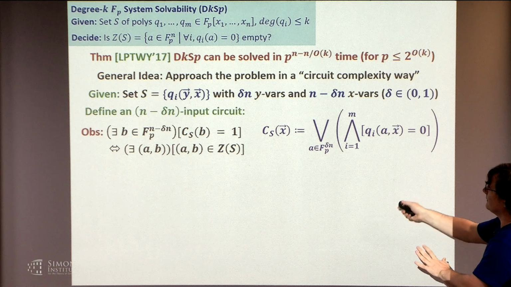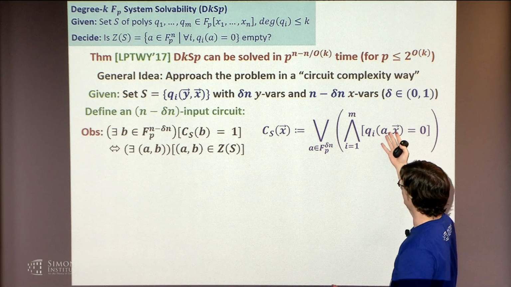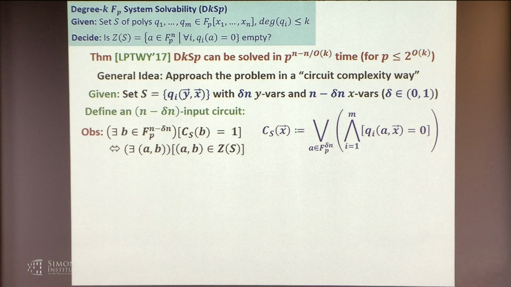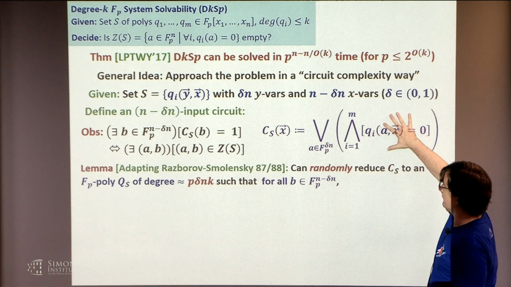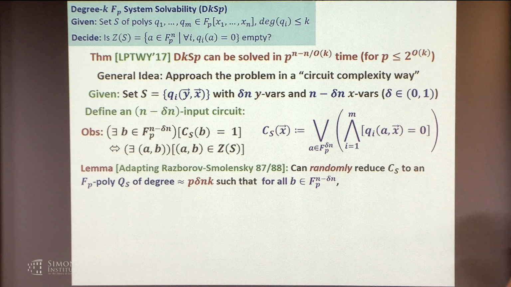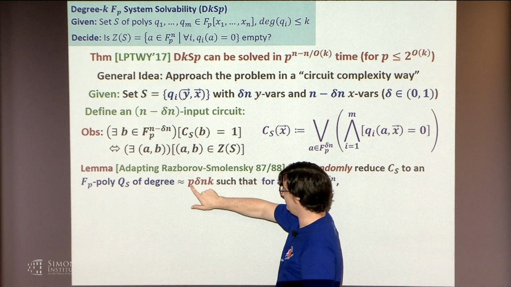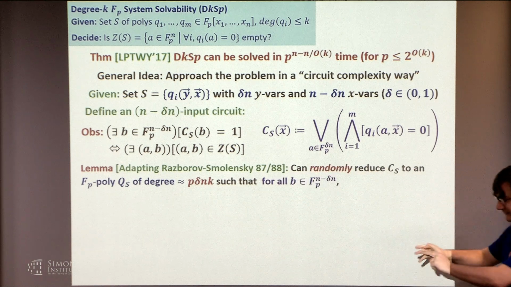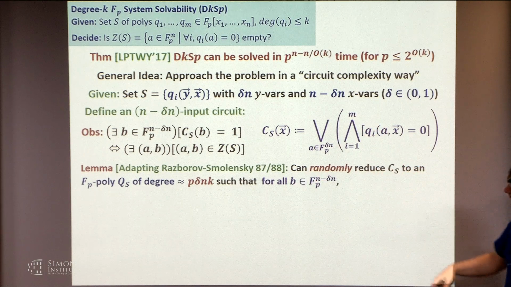So now I want to solve the SAT problem for this kind of circuit. Where it takes in values from F_p and outputs a true-false value. I want to solve the satisfiability problem. So adapting this well-known circuit complexity work of Razborov and Smolensky, there is a way to randomly reduce such a circuit, so even this hybrid Boolean and F_p circuit, to a polynomial of degree which is not too large. So here it's p times delta times n times k, but it's a single polynomial. So that for any particular input I might give to this circuit, this polynomial will output the correct value in some sense with high probability.